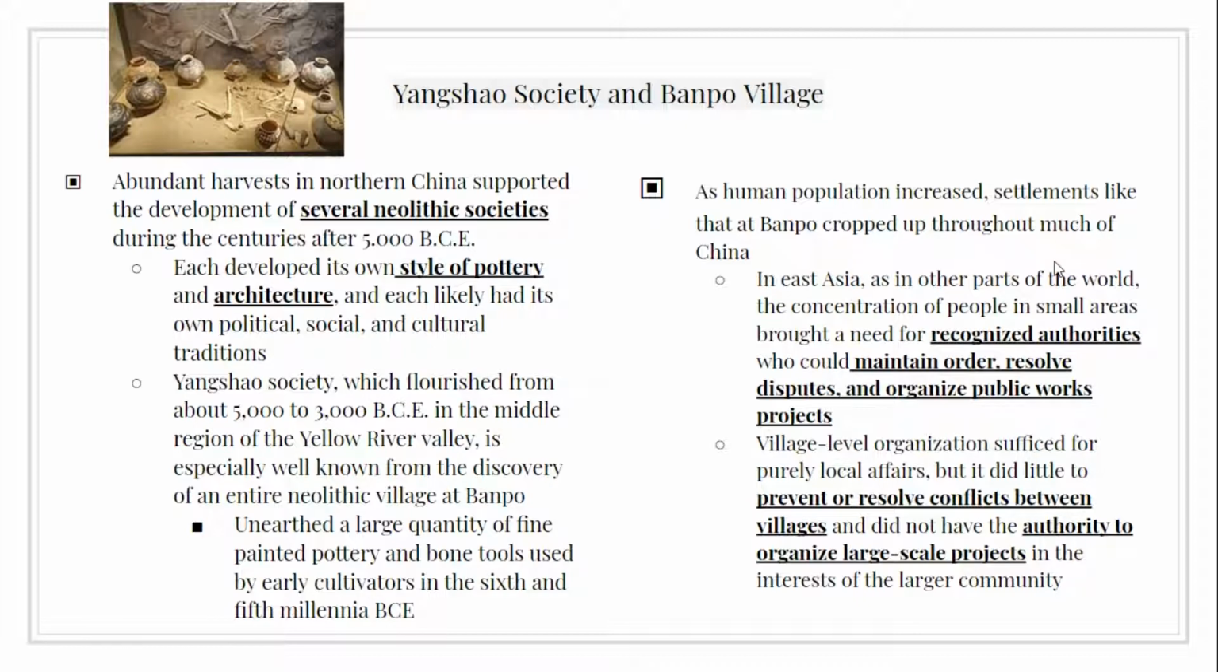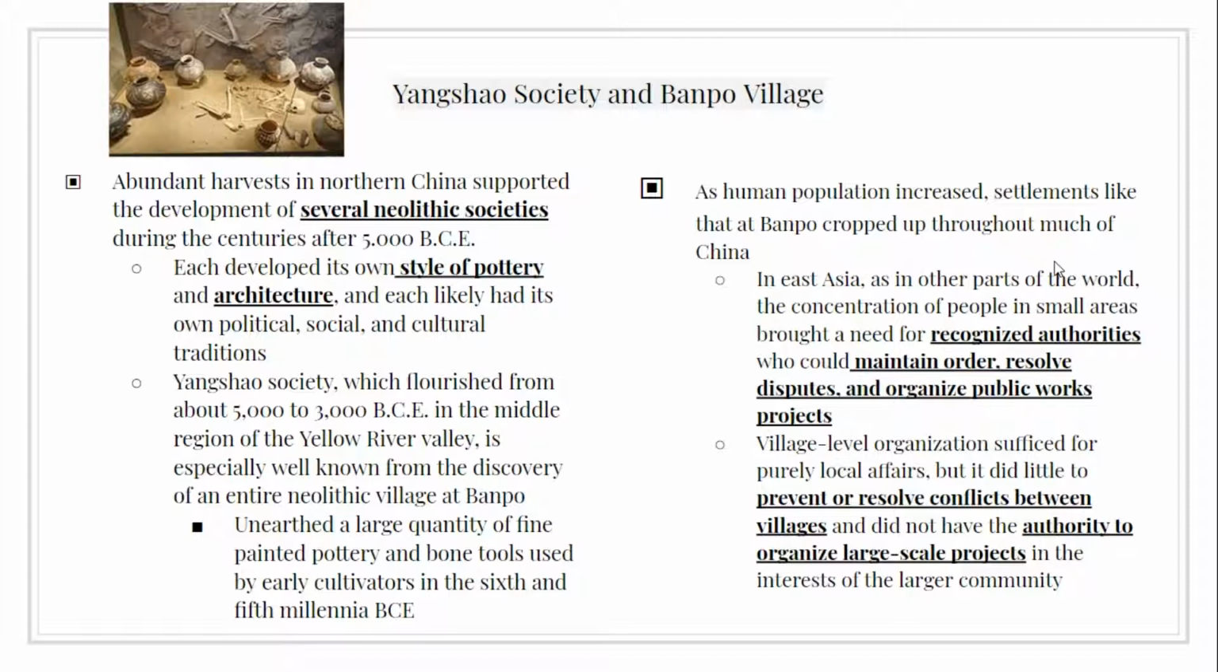And they each likely had their own political, social, and cultural traditions, even though they're all relatively close together next to the Yellow River. So it wasn't like the situation in ancient Egypt, for example, where you had that one river, only one civilization. Definitely not here in ancient China. There are multiple different societies along the Yellow River.